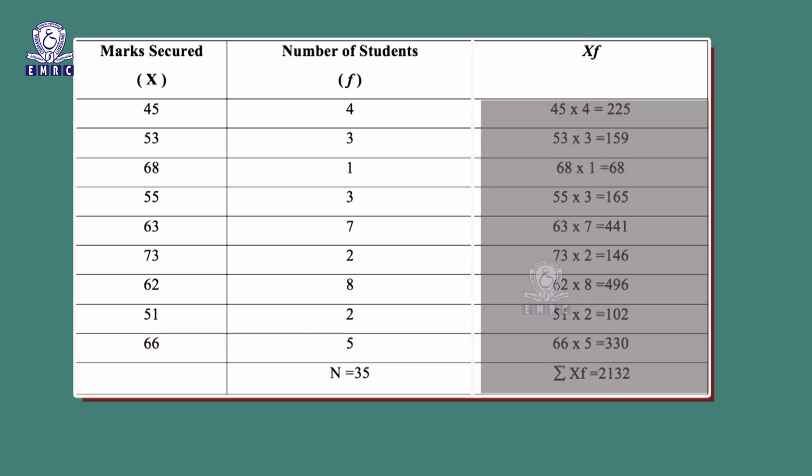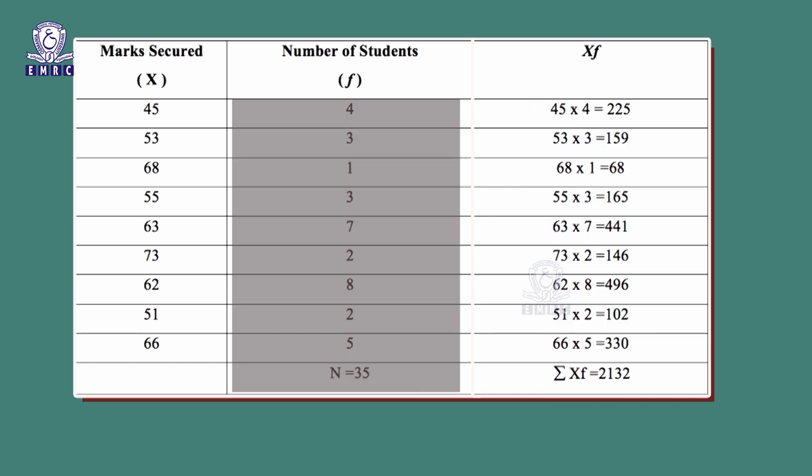So we are going to add 225 plus 159 plus 68 plus 165 plus 441 plus 146 plus 496 plus 102 plus 330, which is equal to 2132. So first we have calculated the fx value. The second step is to calculate the total number of frequencies, nothing but the number of students. So the number of students we are going to get is 4 plus 3 plus 1 plus 3 plus 7 plus 2 plus 8 plus 2 plus 5, which is equal to 35.